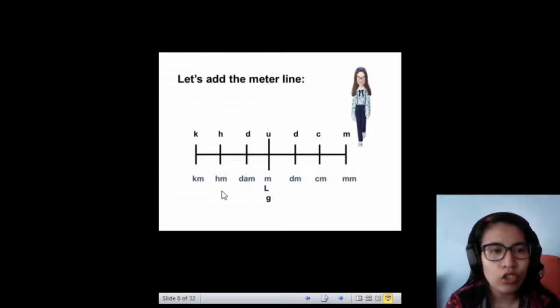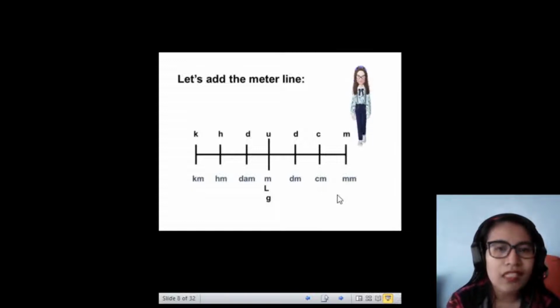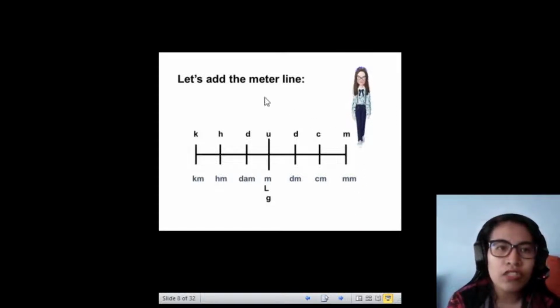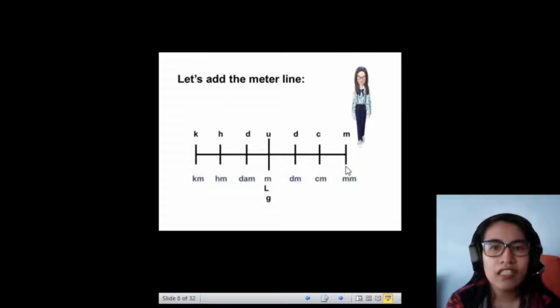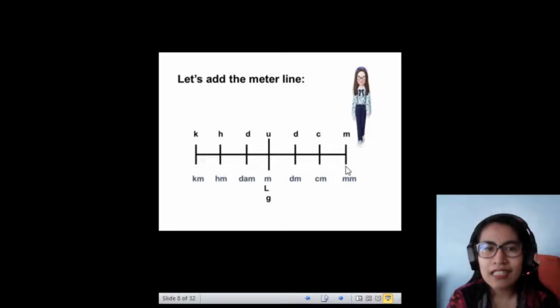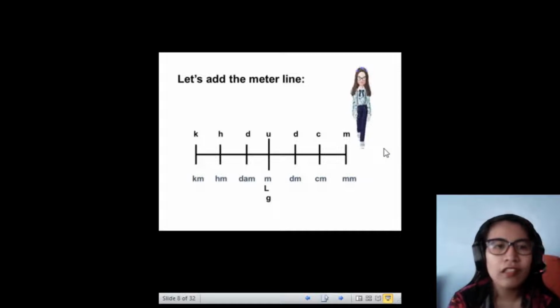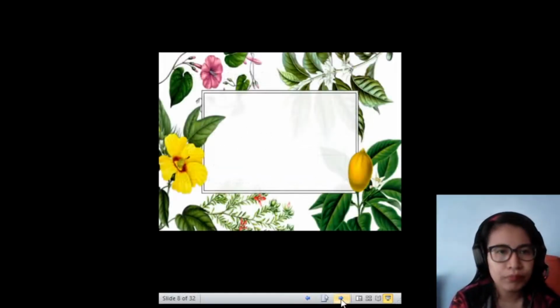kiloliter, hectoliter, decaliter, deciliter, centiliter, milliliter. The same with the gram. We can have kilogram, hectogram, decagram, decigram, centigram, milligram. So that's how you use this meter line. This is the basic step for you to convert the metric system when you go from the left and from the right. Okay, let's see here.